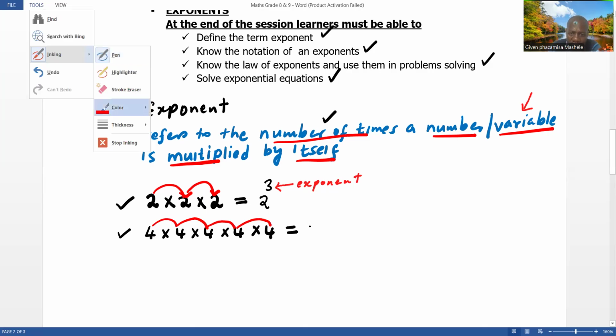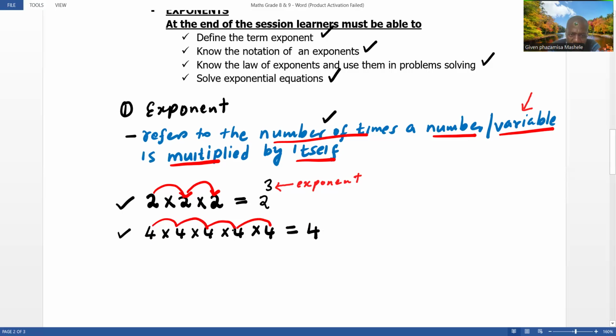This will be 4, but how many times? 1, 2, 3, 4, 5 times. So this 5 is actually called an exponent. When we are dealing with exponents, we are dealing with a number that is multiplied by itself, like looking at the number at the top there. This is the one that is telling us that we are dealing with an exponent.